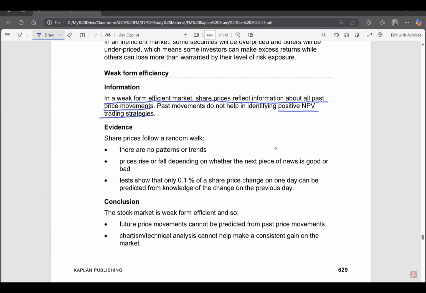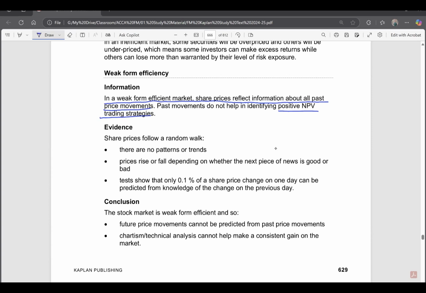So look, if you are in a weak form efficient market, and let's say your management decides to go with a new project which has a positive NPV, it is not going to affect your stock price. Why? Because the public doesn't know about it. The public doesn't have the publicly available information, right? So keep in mind, when your stock market is weak form, then the public will not react to the new changes. They will only react when they come to know after 1 year or after some reasonable time.